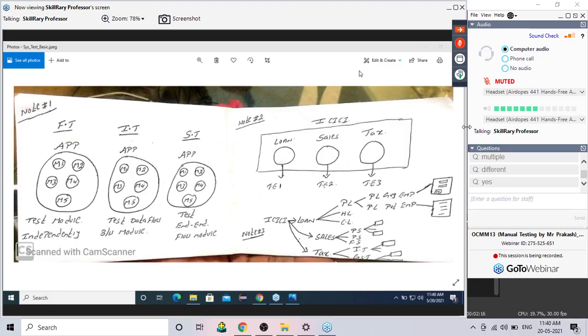Now look at this diagram, guys. Look at this diagram. Okay. Now don't keep the system testing concept in your mind. Right now your mindset is functional testing and integration testing. These are the two mindsets.